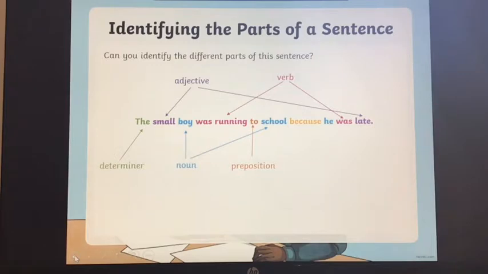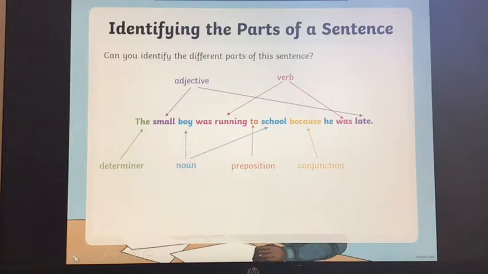Okay, we've actually got 2 sentences here and they are joined by a conjunction. Can you stop the video and write down the conjunction? You probably did. We've been doing conjunctions since year 2 and it's the word because. It links the 2 sentences together.